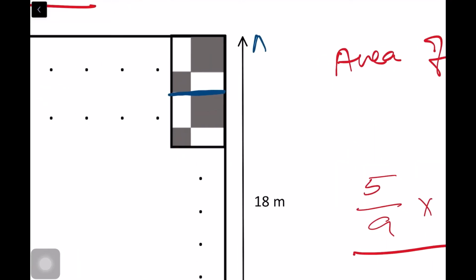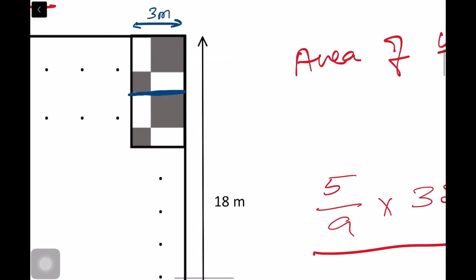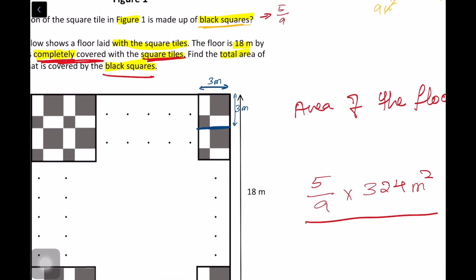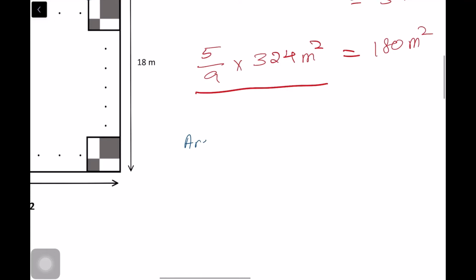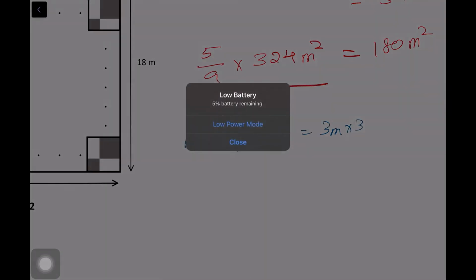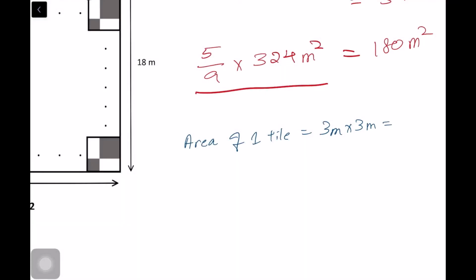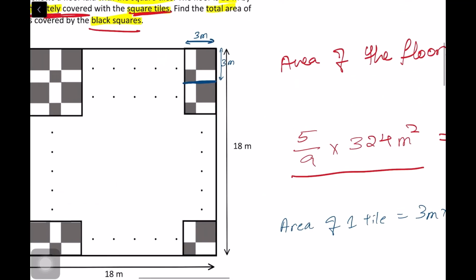So if this is the case, for the sake of explanation, I'll just assume that the length of the square tile is, let's say, 3 meters. Now, of course, in the exam, you can't assume like this. I'm just doing it for the sake of explanation. So the length of one square tile is 3 meters. This would mean that the total area of one tile would be 3 meters times 3 meters, which gives us 9 square meters, correct?